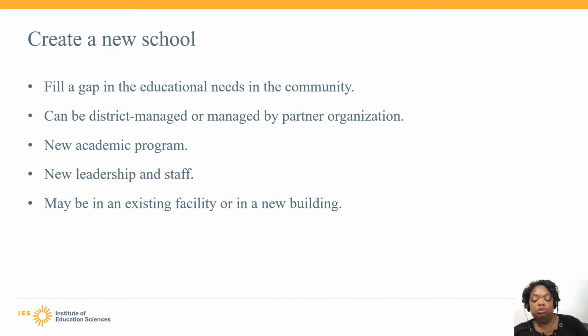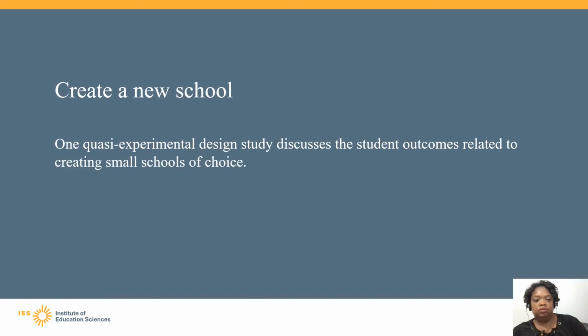The new schools will provide a new academic program based on the Effective School Framework aligned model. They will use high quality instructional materials, and they will have to hire new leadership and staff. These new school buildings can actually be in existing facilities or in a new building. One quasi-experimental design study discusses the student outcomes related to creating small schools of choice.